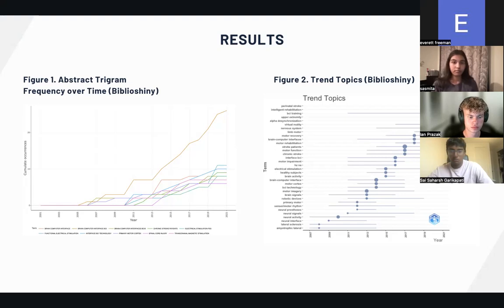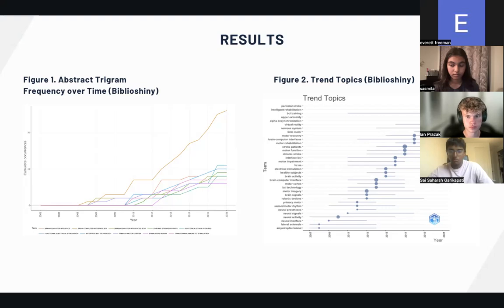Other notable trigrams include chronic stroke patients, which had 9 cumulative occurrences until it plateaued 2020 and onwards. Functional electrical stimulation, which had 11 cumulative occurrences until it plateaued 2020 and onwards. Transcranial magnetic stimulation, which had 7 cumulative occurrences until it plateaued 2017 and onwards. And spinal cord injury, which had 6 cumulative occurrences until it plateaued 2018 and onwards. You can see in figure 2 different trends in research as time has passed.